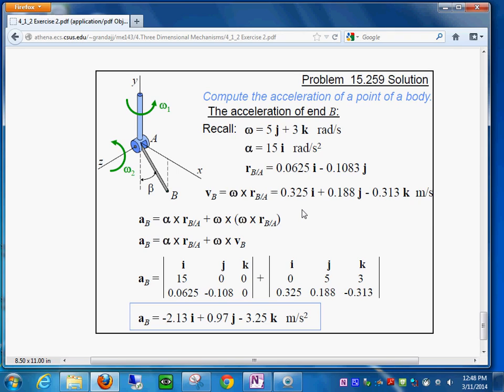So you have the velocity of B is omega cross r, and then you have the other one here. The acceleration of B is alpha cross r plus omega cross omega cross r. Okay, so if you do these cross products, you'll come up with the acceleration of this point.